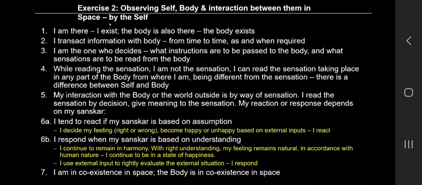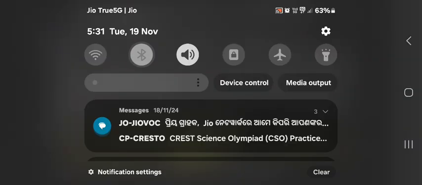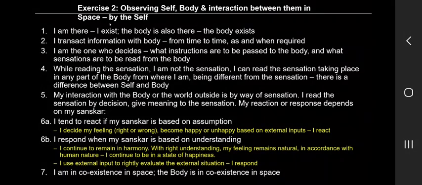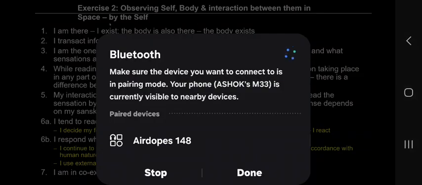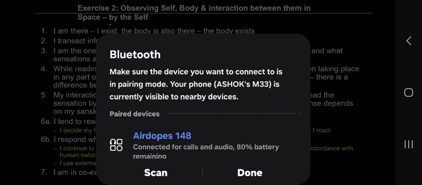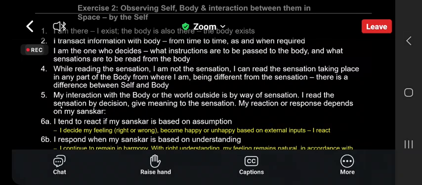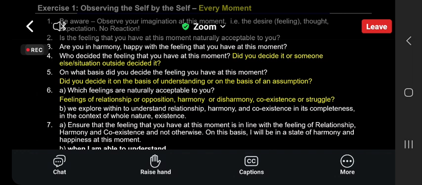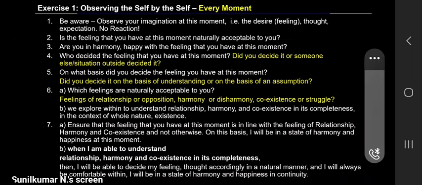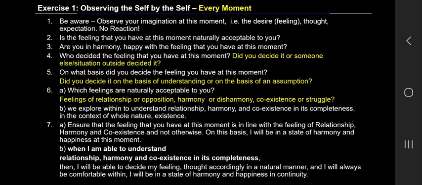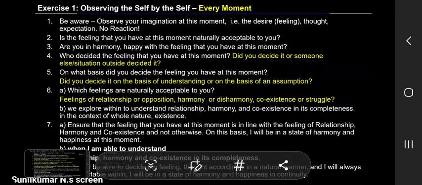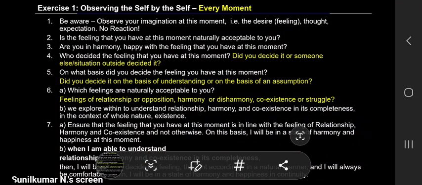We have completed exercise 2 in continuation of exercise 1. So in exercise 1, we learn to observe ourselves. With the help of 7 steps, we learn to observe ourselves. So let me revise steps of exercise 1 and 2 briefly.